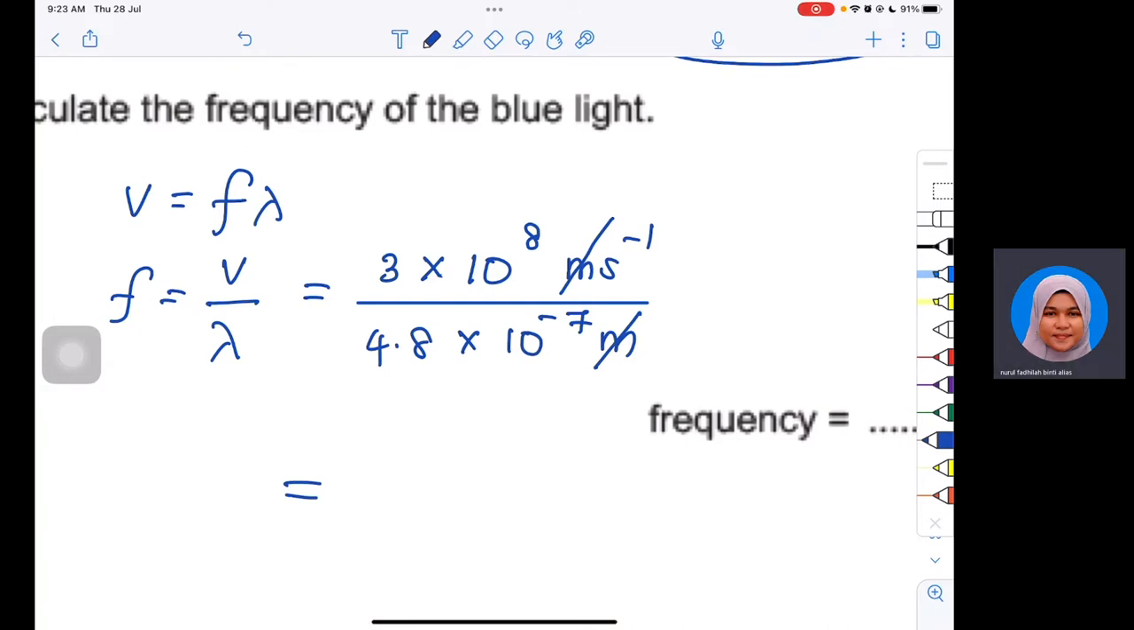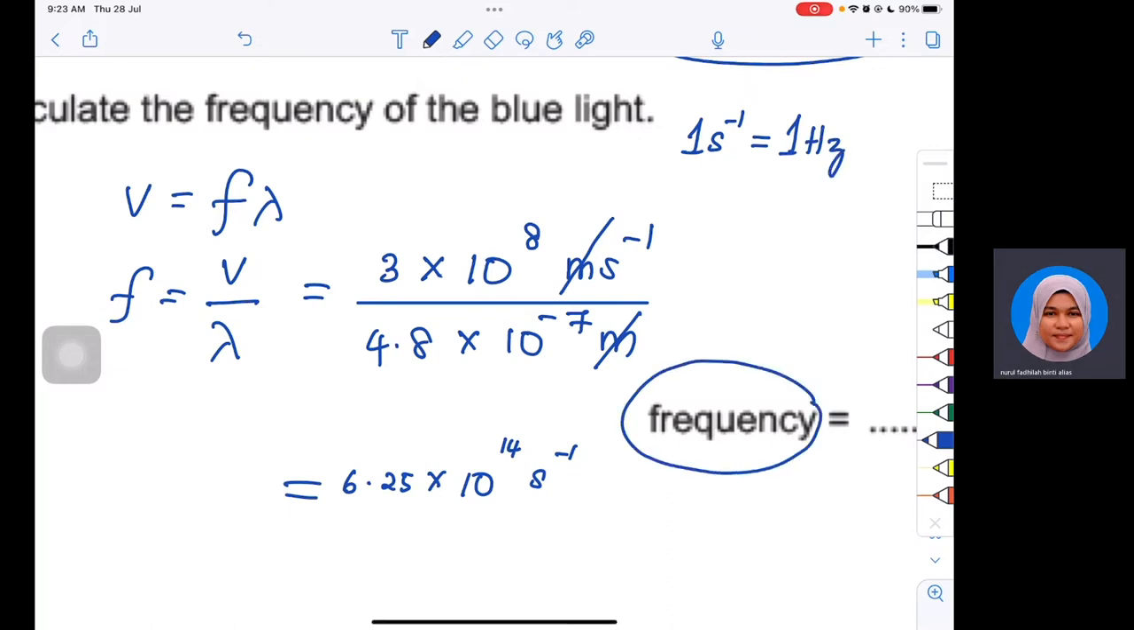What's the answer? Times 10 to the power of? 14. Siapa yang dah dapat? Look at the unit. What's the unit now? S negative 1, per second. And that's correct. Sebab 1 per second is equivalent to 1 hertz. Kalau you tak tahu formula frequency adalah hertz, you can just write per second like this.